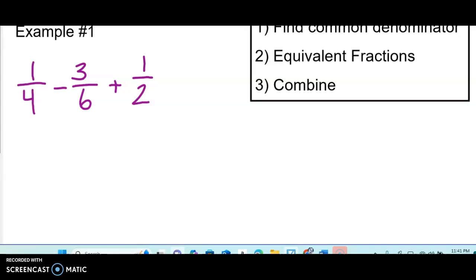Now we're taking a look at these fractions. You have a 1/4, a negative 3/6, and a positive 1/2. So stop the video and see if you can find the common denominator for 4, 6, and 2.